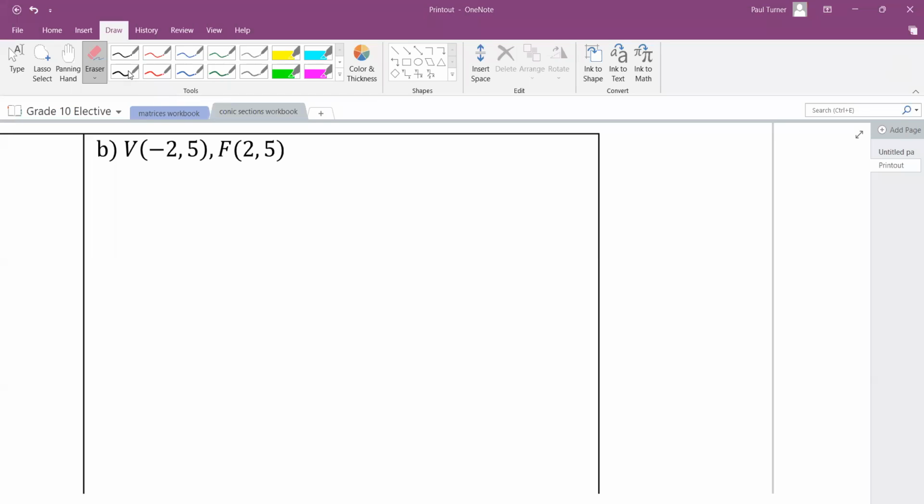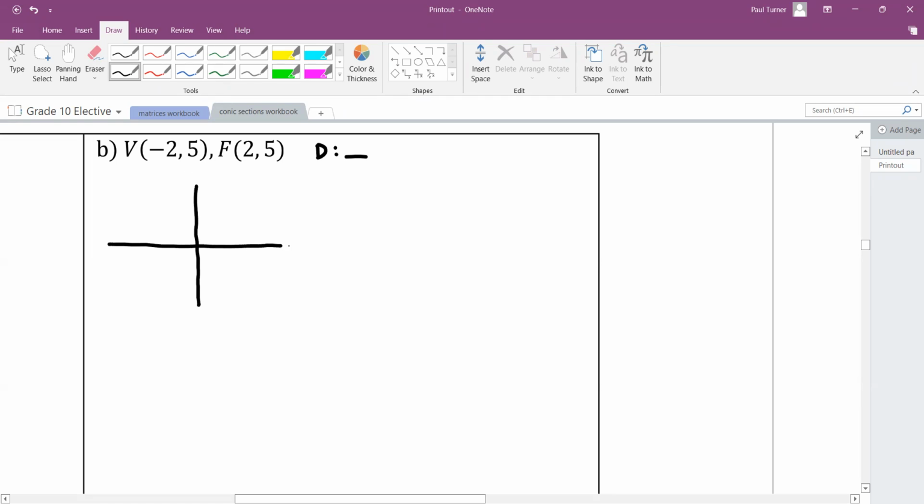Right, so question B, we want to get the equation for this information here. We've got the vertex, we've got the focus. So that looks like we're going to need the directrix. So I recommend to start graphing first. And we've got the vertex, which is (-2, 5). So (-2, 5) is here. Let's put it further down. So (-2, 5): 1, 2, 3, 4, 5.